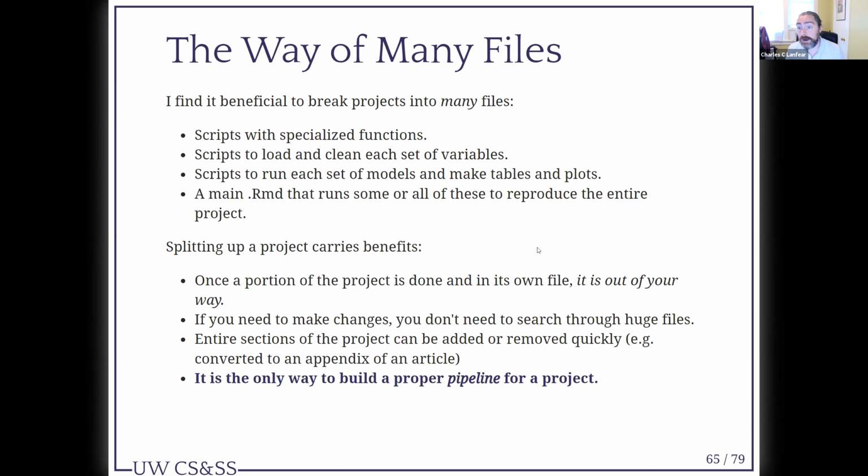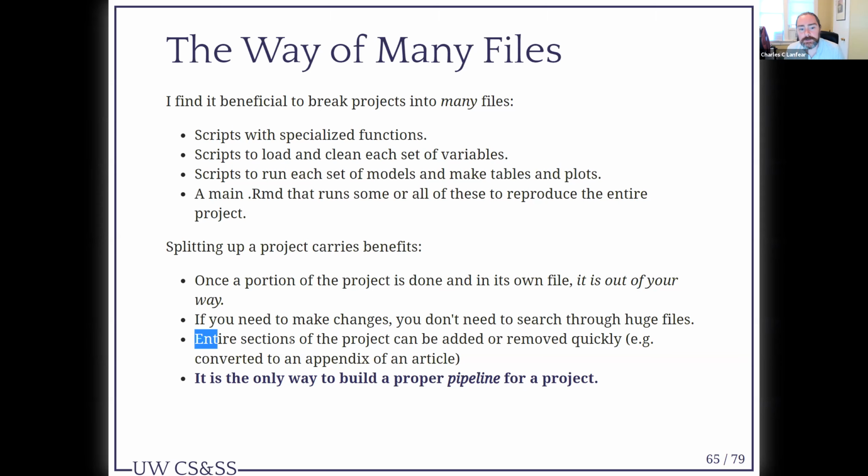There's no reason to browse through a file with 10,000 lines of code in it if you're only ever working on 50 of them at a time. Put it in its own file. If you need to make changes, you don't have to search through some huge file. You just go to that little modular file that does that task, you fix it, you save it, then you put it out of your way.